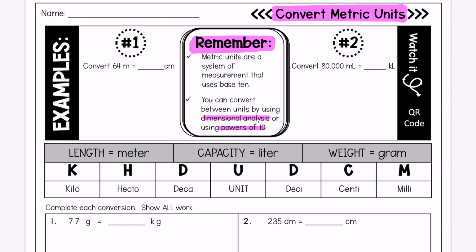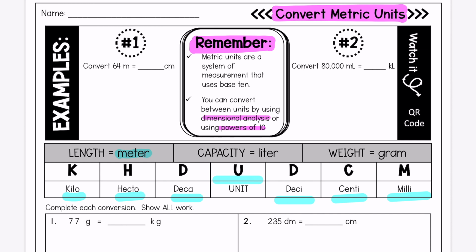For length, the metric system uses the meter. Now, meter would fall under the unit, and that is your root word. Then, to find any other level of meter, it would be kilometer, hectometer, decameter, then the meter, then decimeter, centimeter, millimeter. So meter is for length, and then you use that as your root word, and these are all the prefixes for other levels of length.